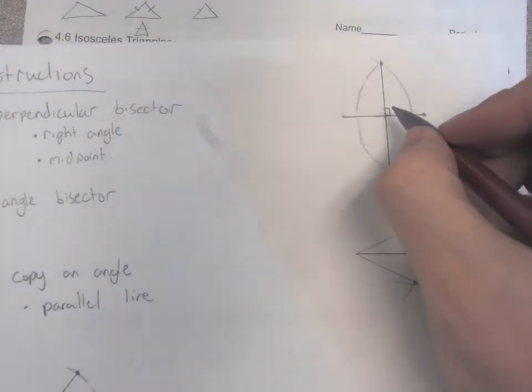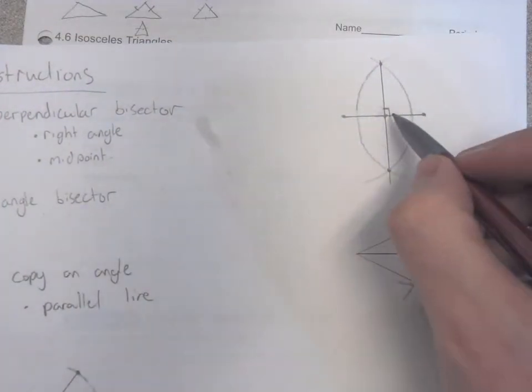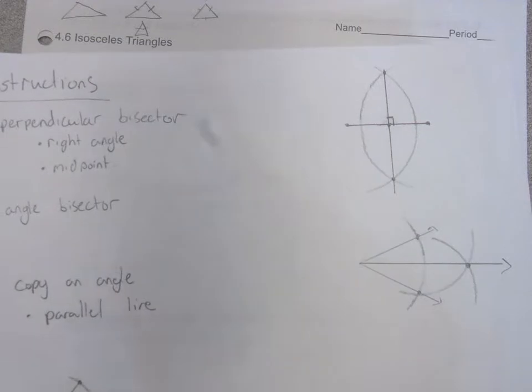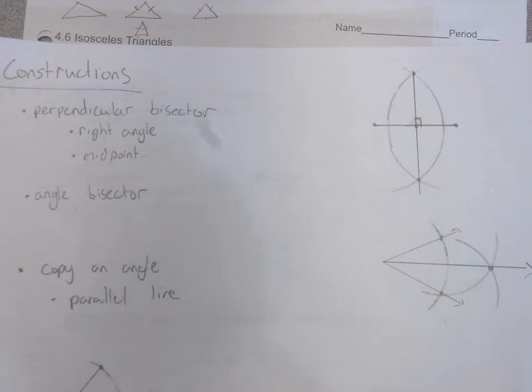Now, perpendicular means creates a right angle. So when we create a perpendicular bisector, we're not only creating a right angle, we're also creating a midpoint. And every segment will have a midpoint. We can do this to any segment. So one of the things we showed with our construction was that we can create a midpoint using this construction. You get a little extra, but that's kind of what we got.